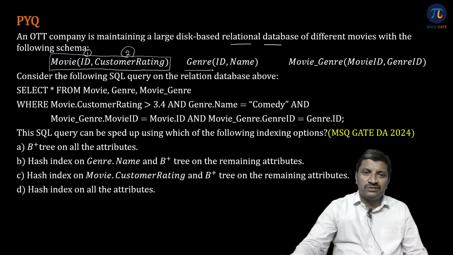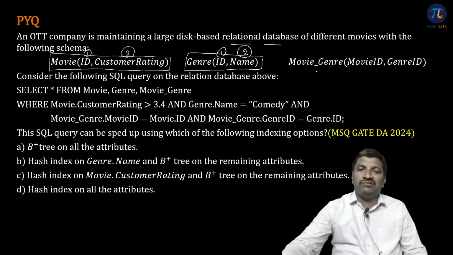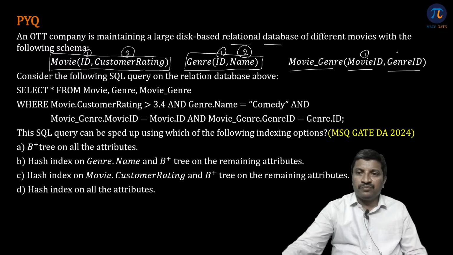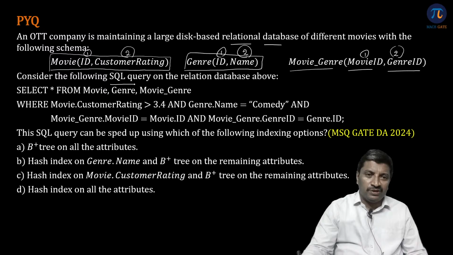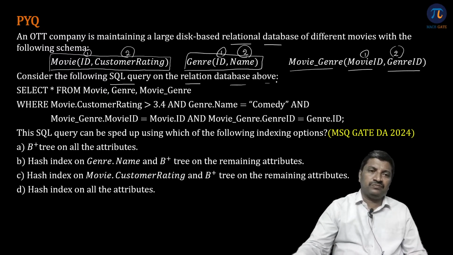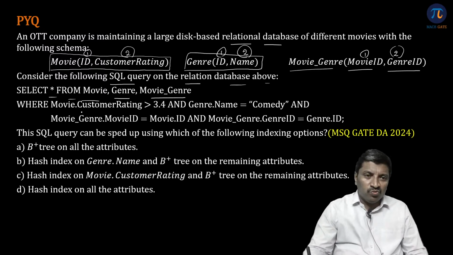The second table is genre. It also has two attributes. One is ID, the second one is name. The third one is movie genre. So movie ID, comma genre ID. Fine. Consider the following SQL query on the relational database. Select star from movie, comma genre, comma movie genre. So all the three tables they are combining, sir. Where movie dot customer rating greater than 3.4.